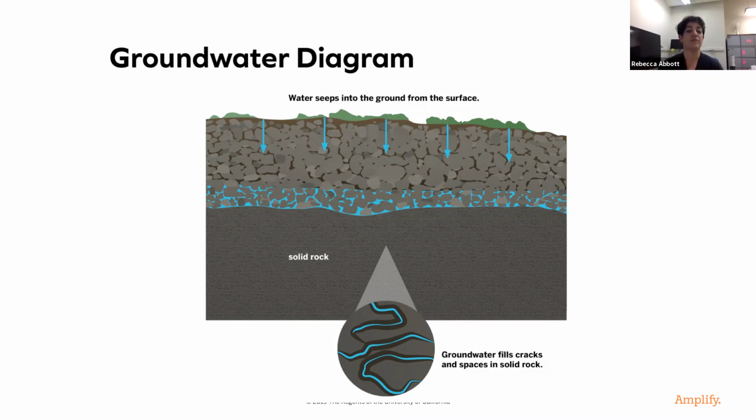Even though the ground and the rocks below us seem solid, there are tiny cracks in the rock and spaces between rock that water can seep into. When you add up all the water in those tiny spaces, it amounts to a lot of the fresh water on Earth. So now we've got a hydrosphere and a geosphere connection, and we make those explicit to kids.